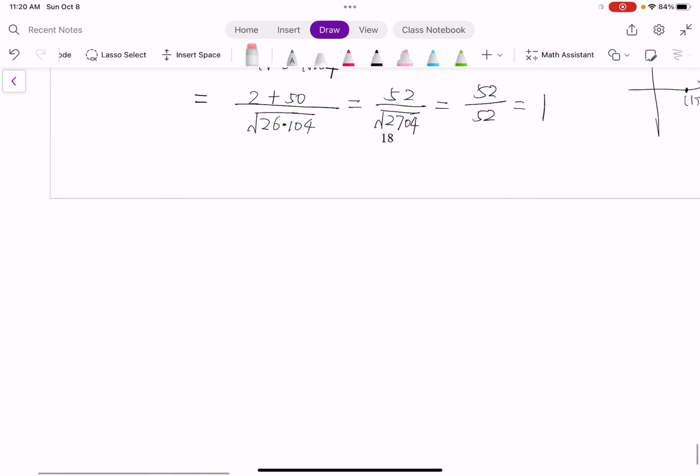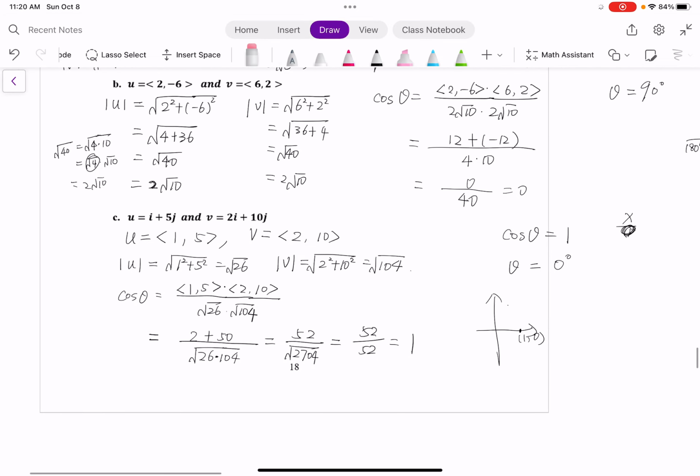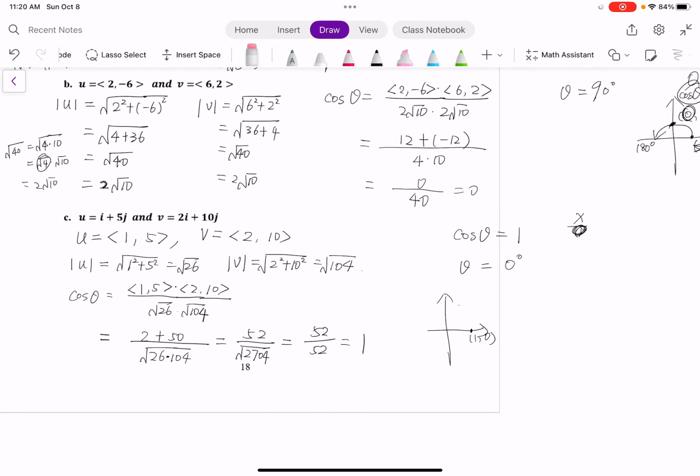Let's see the next one. Oh, we do not have a next example. All right, we're done. So we're done with chapter 7.